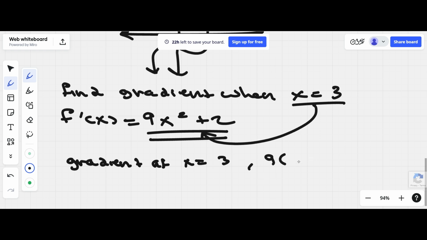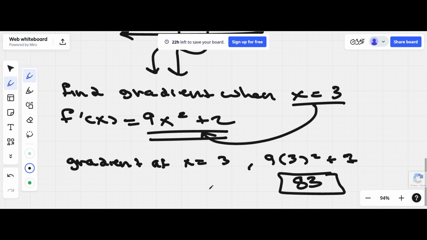9 times 3 squared plus 2. Now this is 9 times 9, which is 81, and 81 plus 2 is 83. So the gradient at x equals 3 is 83.